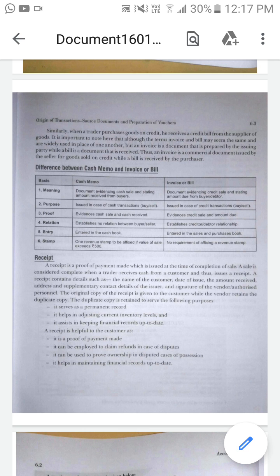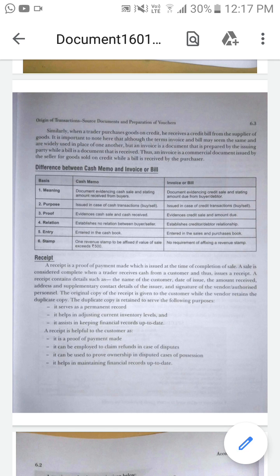So next is the stamp. One revenue stamp is to be affixed if the value of the sale exceeds rupees 500. So there is no requirement of affixing a revenue stamp for an invoice because it is a credit transaction. Okay, so next one is a receipt.